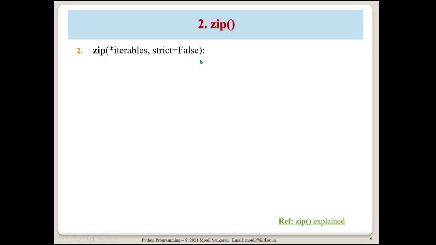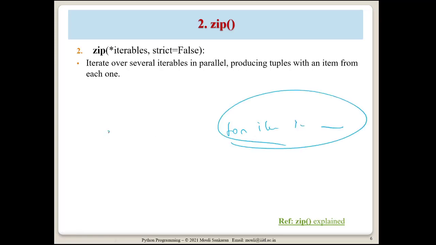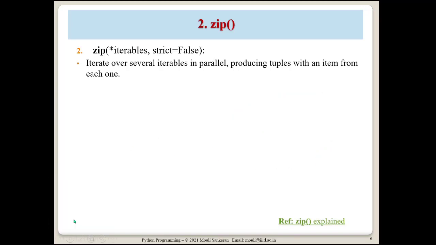Now I will talk about strict false. I have not given an example, we'll see later on. It iterates over several iterables in parallel. Okay, they look at different things, not like one for loop, one item in. No, it doesn't do one for loop for everything. All of them are iterated over in parallel. Okay, that's another different way of performing over different lists.